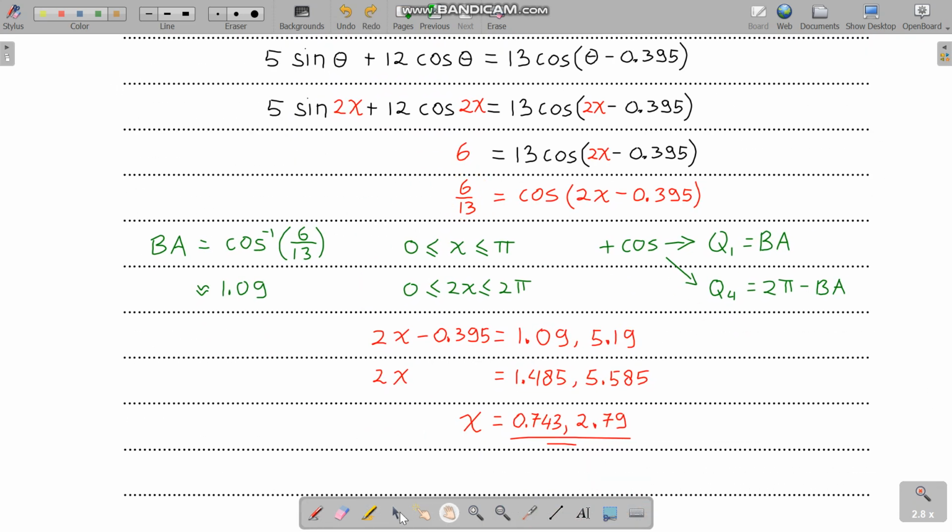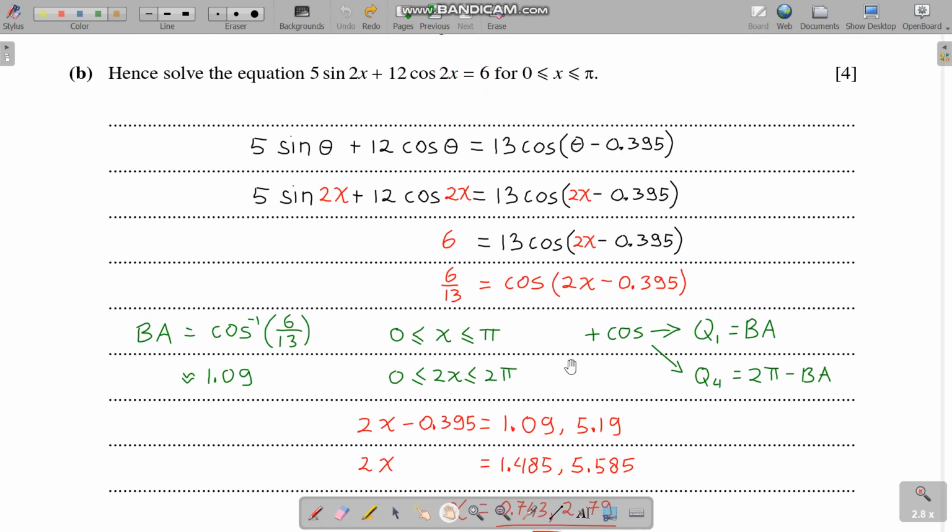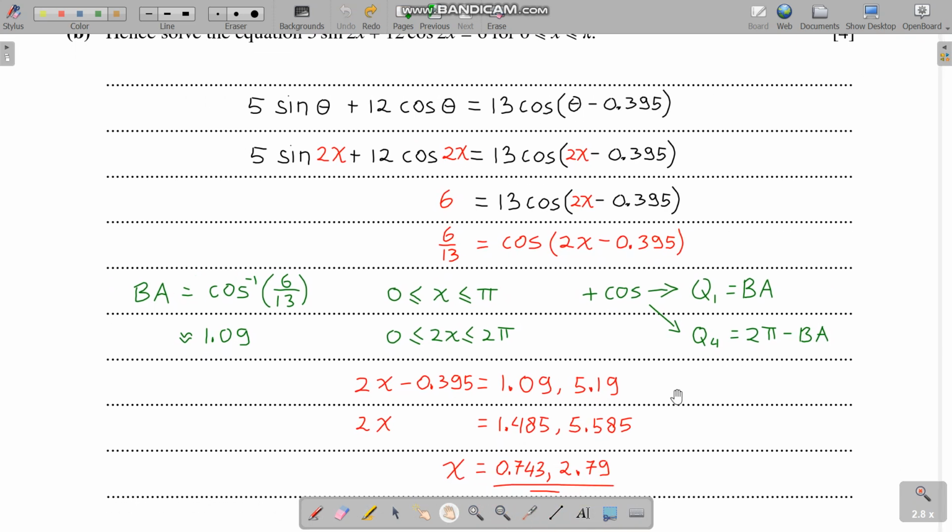And to find the base angle, we use inverse cos. We have to use inverse cos of something positive. So using a calculator we get this in 3SF. And if you look at the domain in the question, it says from 0 to pi here. So 0 to pi becomes 0 to 2pi for 2x. The angle we are dealing with is 2x minus 0.395 actually. So actually we have to modify the domain.